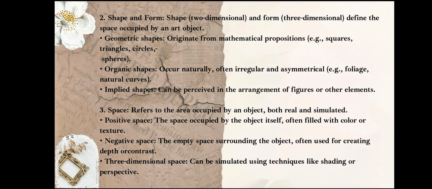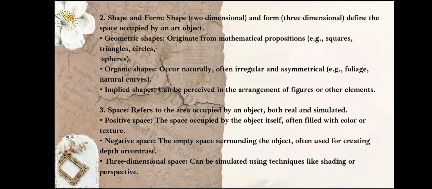My topic is about shape and form. Shape is 2-dimensional and form is 3-dimensional. They define the space occupied by an art object. Geometric shapes originate from mathematical propositions: squares, triangles, circles, spheres. For example, a painting that features a series of overlapping squares and circles. Piet Mondrian's works emphasize geometric shapes through their precise lines and angles.